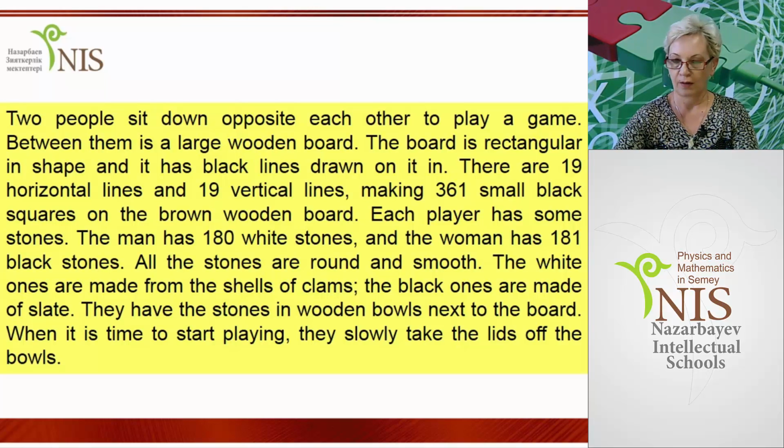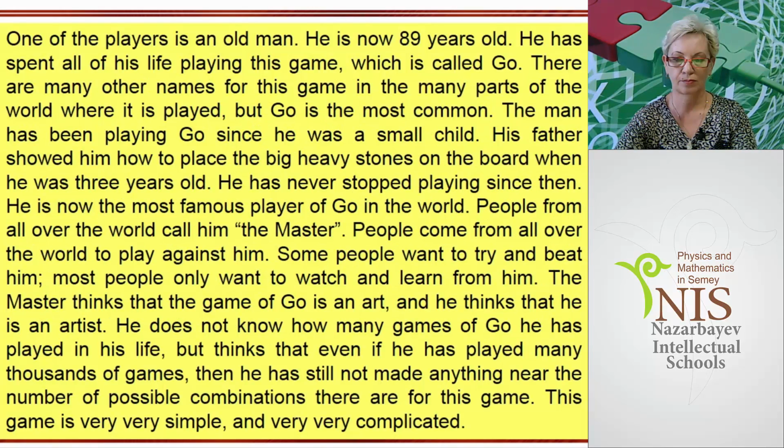Each player has some stones. The man has 180 white stones, and the woman has 181 black stones. All the stones are round and smooth. The white ones are made from the shells of clams. The black ones are made of slate. They have the stones in wooden bowls next to the board. When it is time to start playing, they slowly take the lids off the bowls. One of the players is an old man. He is now 89 years old.